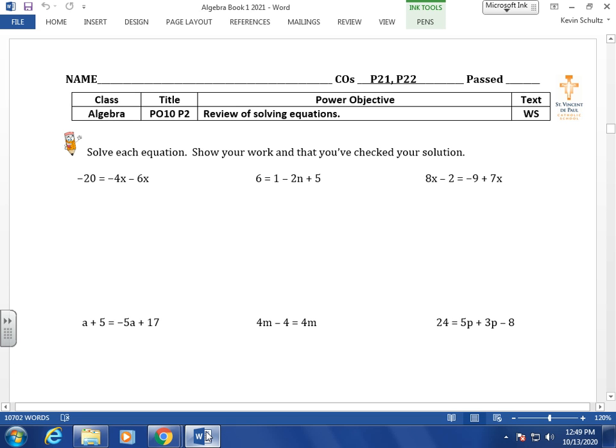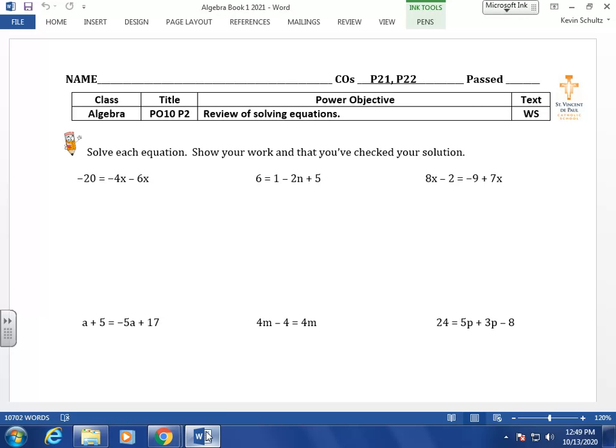Howdy and good day. We are in Algebra, continuing our journey through PO10. Yesterday we focused on combining like terms and the distributive property. We're going to correct that work, and then today get into variables on both sides to wrap up phase one of the year before MEA break.